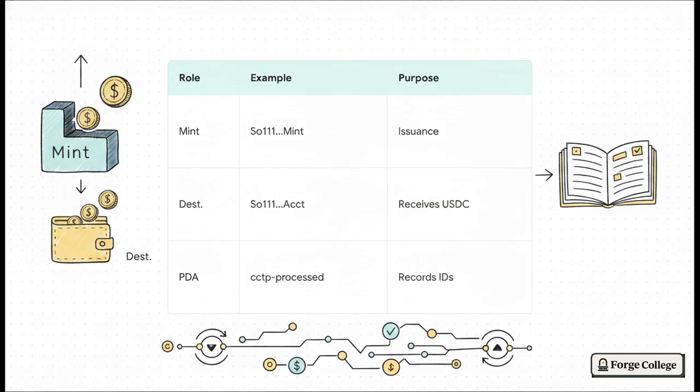Think of this as your central printing press that has the explicit authority to issue our test USDC. Second, the destination token account. This is the specific wallet that actually receives the newly minted USDC. And third, the PDA, which we'll mark as CCTP processed. This one is essentially our master ledger that permanently records processed transfer IDs, so absolutely nobody can double spend.